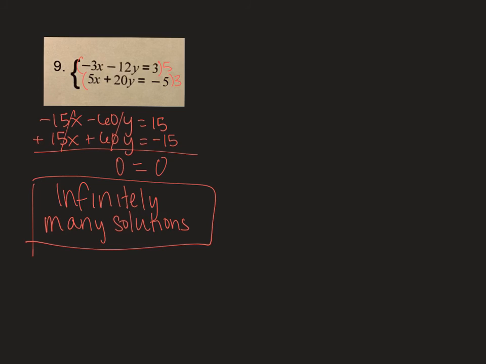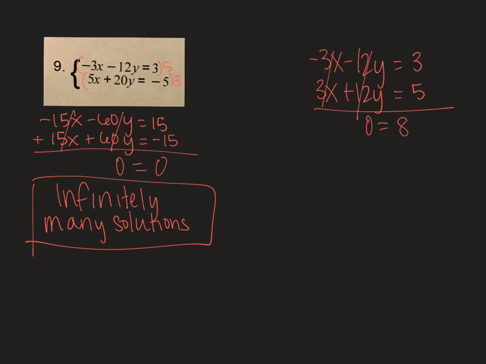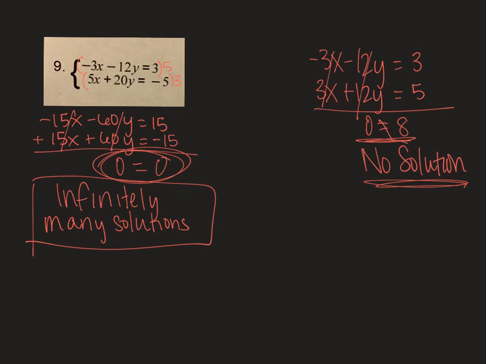If we ended up with something that was not a true statement, like let's say we had something like negative 3x minus 12y equals 3 and 3x plus 12y equals 5. When we add those together, we get 0 on the left, but we get 8 on the right. Those would not be equal to each other, obviously, so that's when it would be no solution instead of infinitely many. So if it's true, infinitely many solutions. If it's not true, no solution.